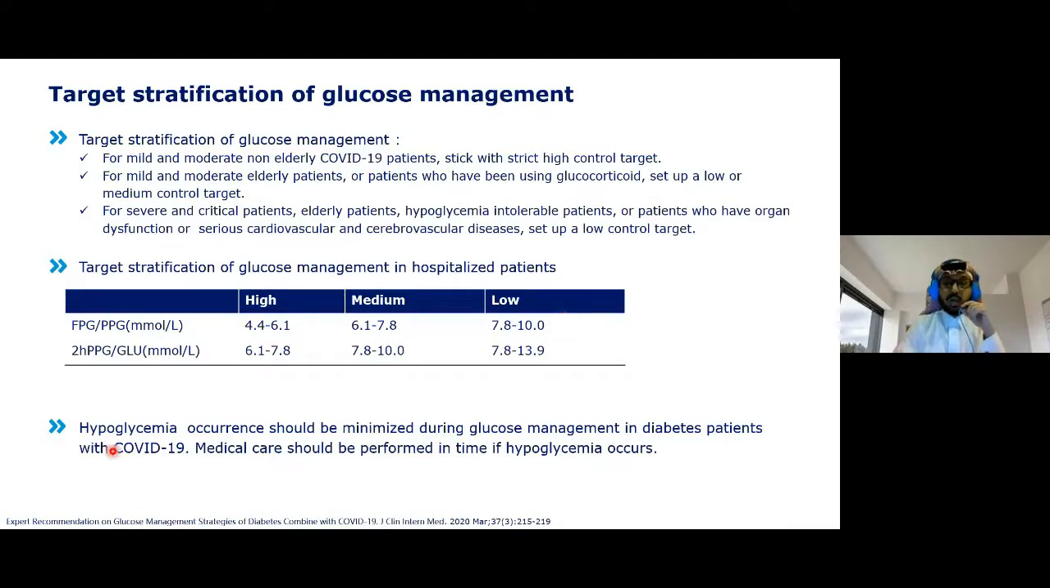As you know, we don't want hypoglycemia as doctors, and we don't want the patient to experience the sickness of hypoglycemia. They will feel that they are dying, or that they developed hypoglycemia inside the hospital. That's why we want to prevent hypoglycemia in hospitalized patients.